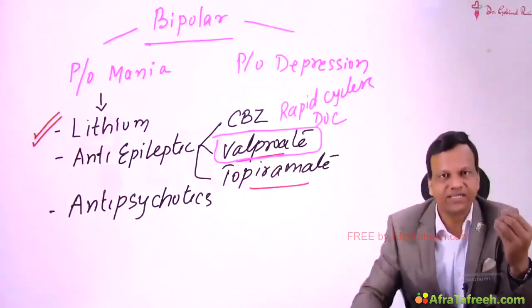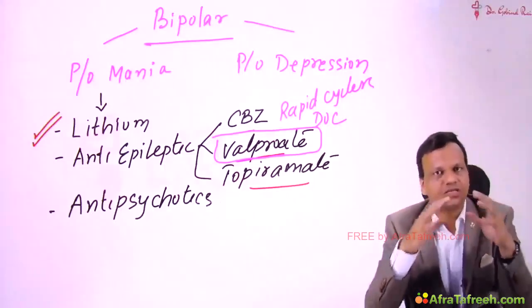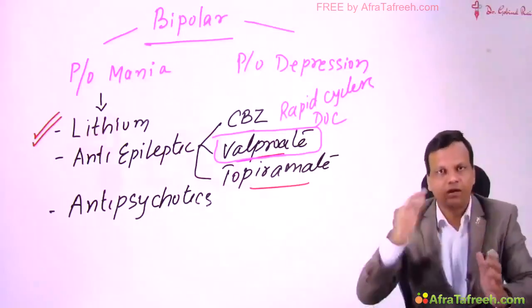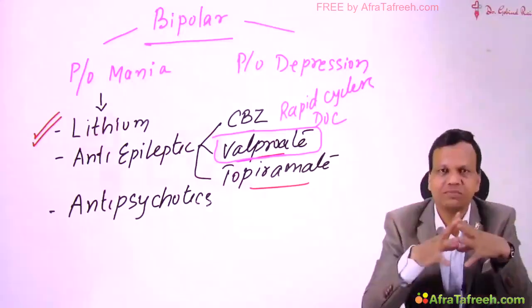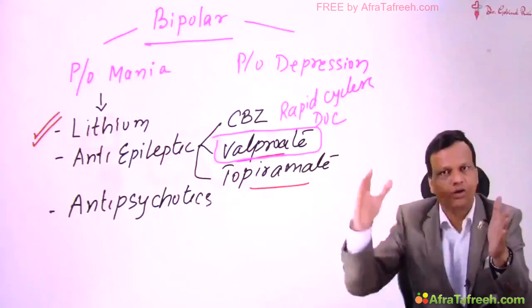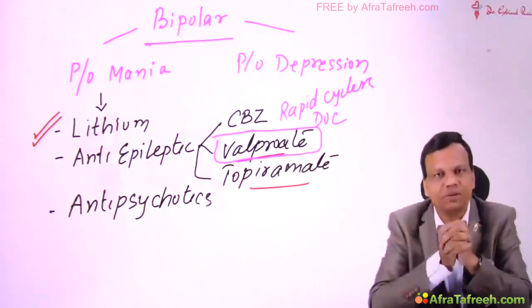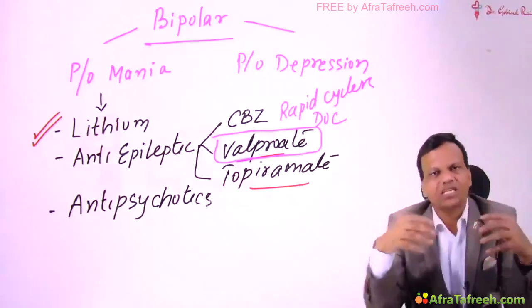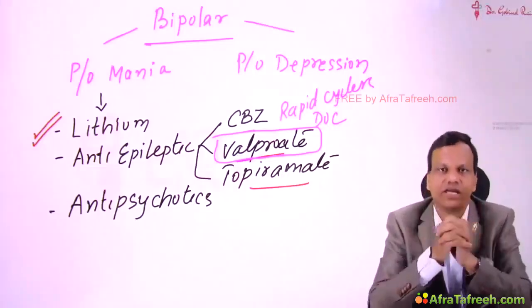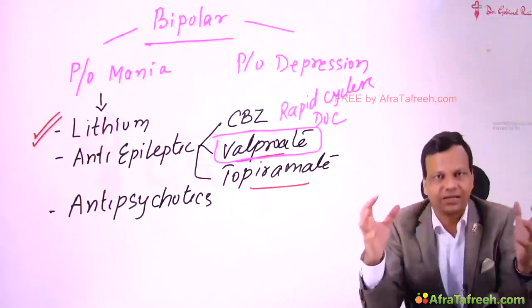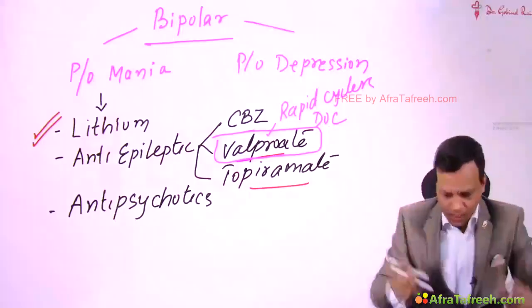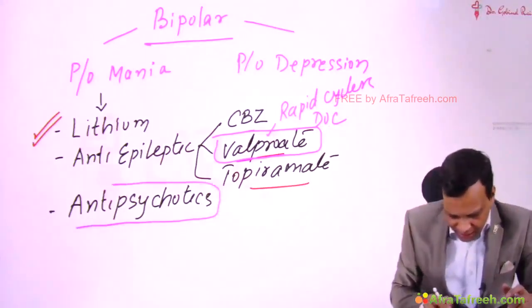First of all, what do you mean by rapid cyclers? Normally, a person shifts from mania to depression, mania, normal, depression, normal, mania, normal, depression, keep on changing. So most people have these cycles from mania to normal to depression to normal to mania. So this is one cycle. Most people have one cycle in a year or maximum 2 cycles in 1 year. But if a person has more than 4 cycles in 1 year, that person is known as a rapid cycler. And the drug of choice for rapid cyclers is valproate. Clear?